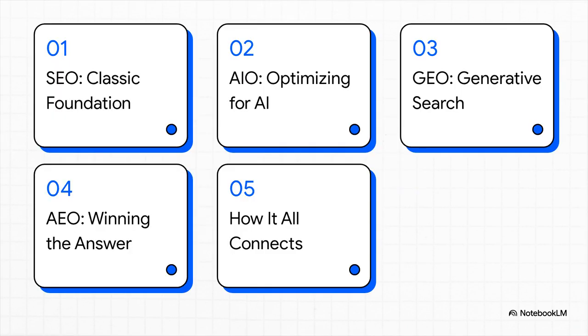And here's our game plan. We're going to start with the one we all know and love, SEO, just to get our bearings. Then we'll dive into each of the new kids on the block, AIO, GEO, and AEO, and figure out what makes them tick. And you're definitely going to want to stick around for the end, because that's where we'll show you how it all clicks together.